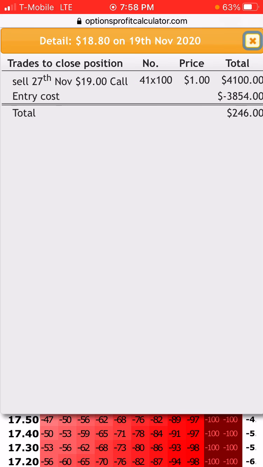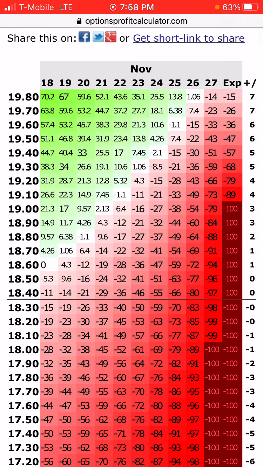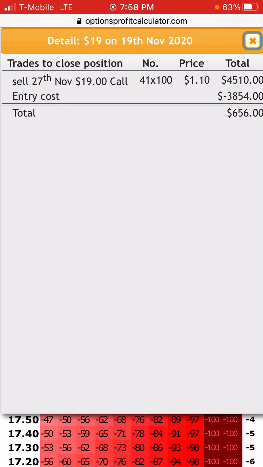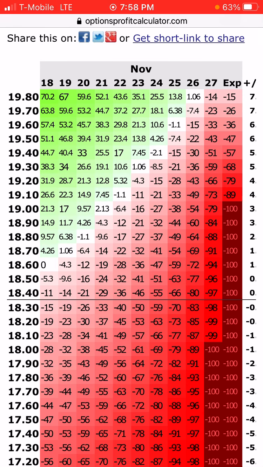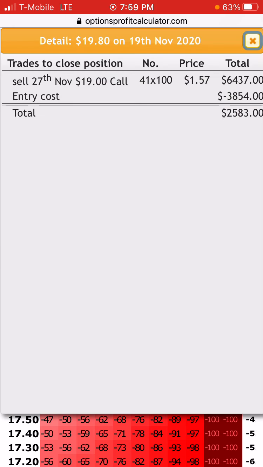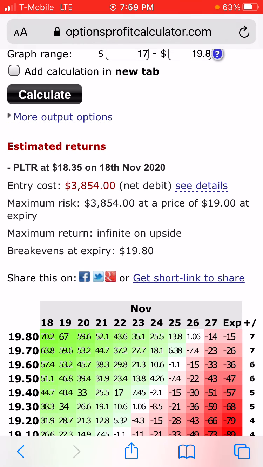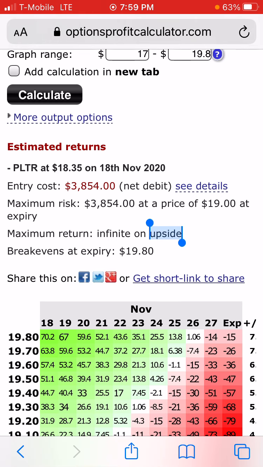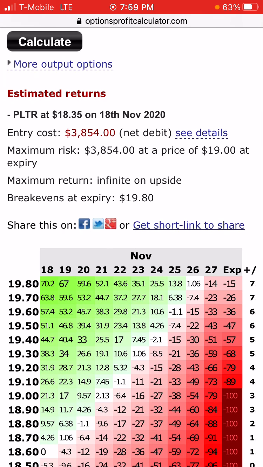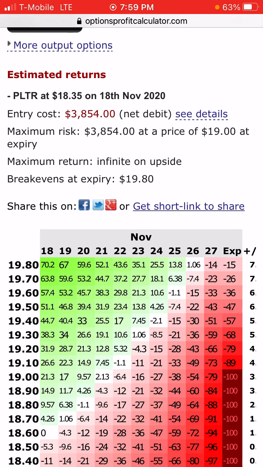I'm making $246. If it goes to 18.90, it's gonna be 1.17, worth $451. If it goes up to $19, I'm making $656. And then all the way up to where it breaks even, right here, I'm still making money. I'll be making $2,000 or $2,500 off of this. So the misconception is that you only make money when it hits the break even price, because the call is at $19 and I put $1 on it, or 0.9 something. You add those two up, and your break even price will be the 19.80 right up here. But that is the misconception, because as the price goes up, the value of the option will go up and you will make money.